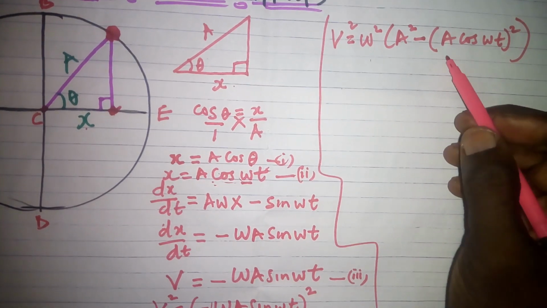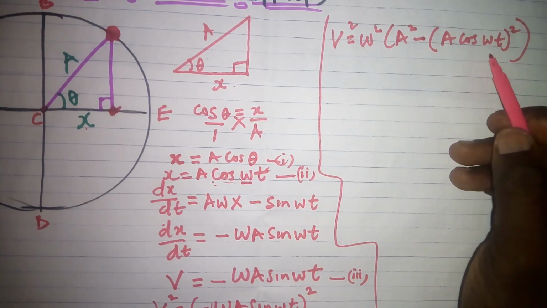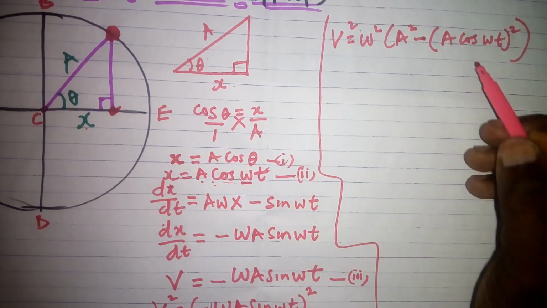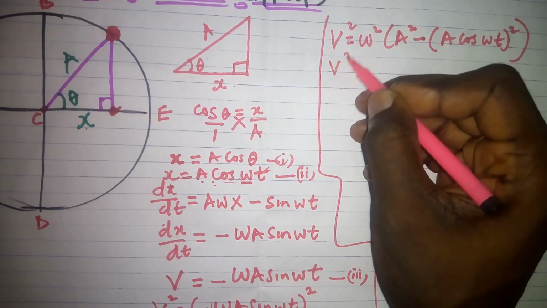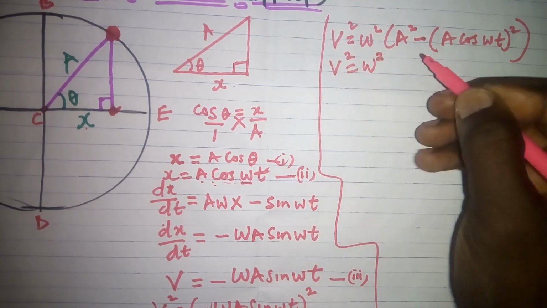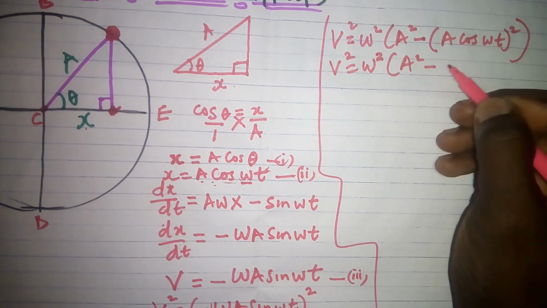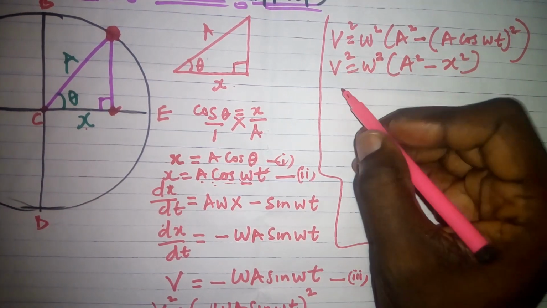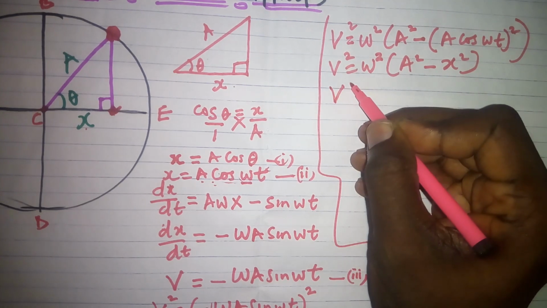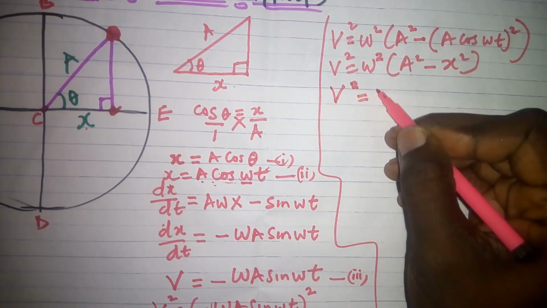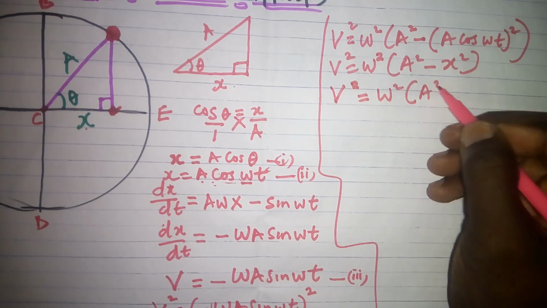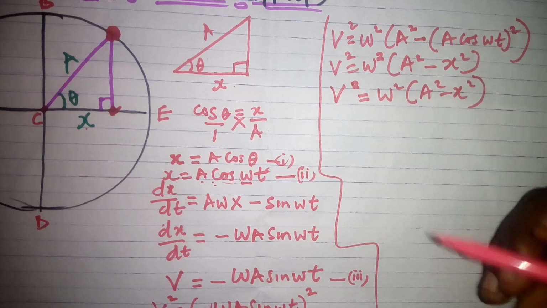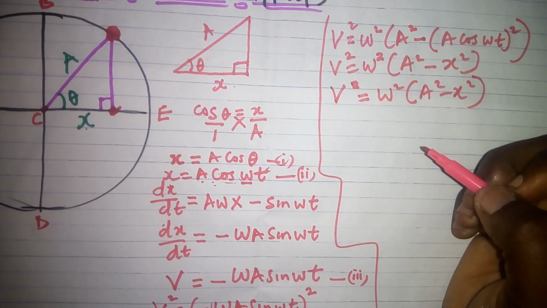And notice that a cos omega t equals x, so I'm replacing this with x. So I now have v squared equals omega squared open bracket a squared minus x squared, since there's a squared there already. Then I now have v squared equals omega squared open bracket a squared minus x squared, then close bracket. Then I can now find the square root of both sides.